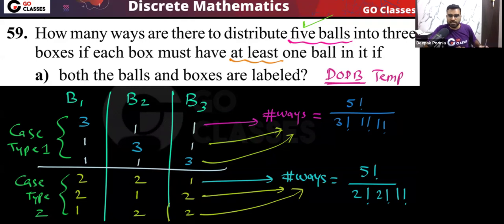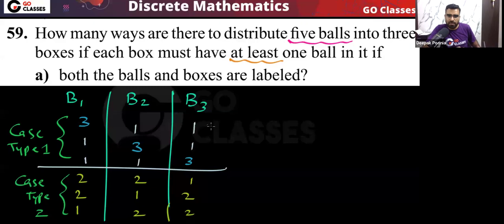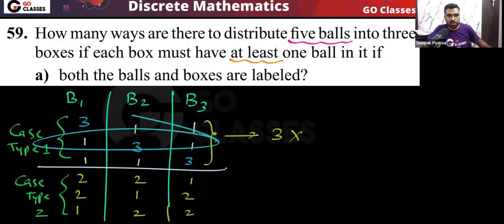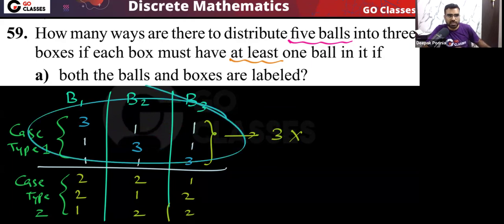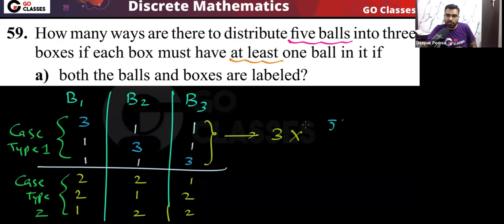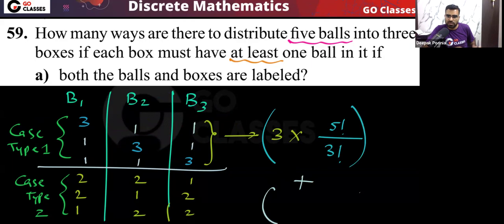So finally, what will be the answer? 3 multiplied by, because for each case you are getting the same number of ways, and there are 3 cases here. So 3 multiplied by 5 factorial divided by 3 factorial, plus this value, that is 3 multiplied by 5 factorial divided by 2 factorial, 2 factorial. So this is going to be the answer.